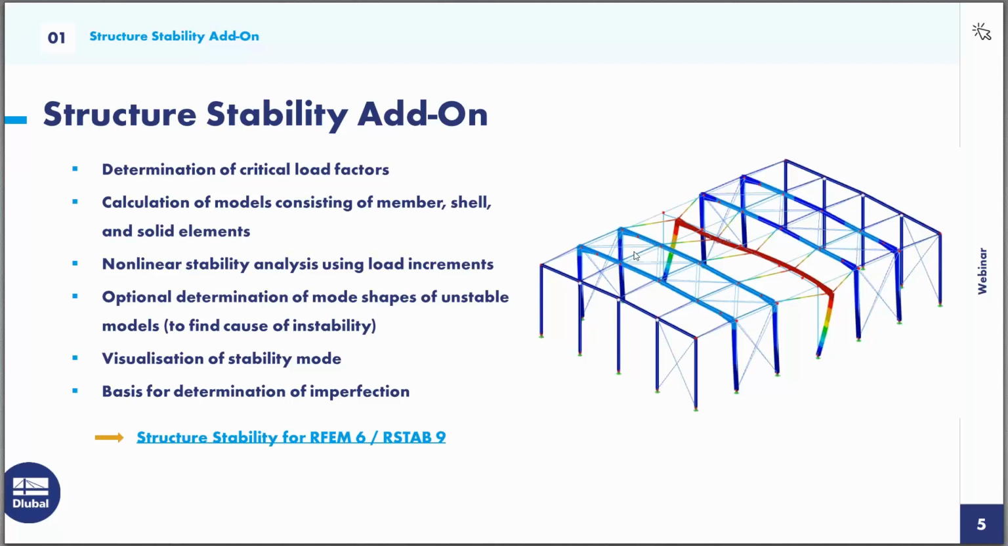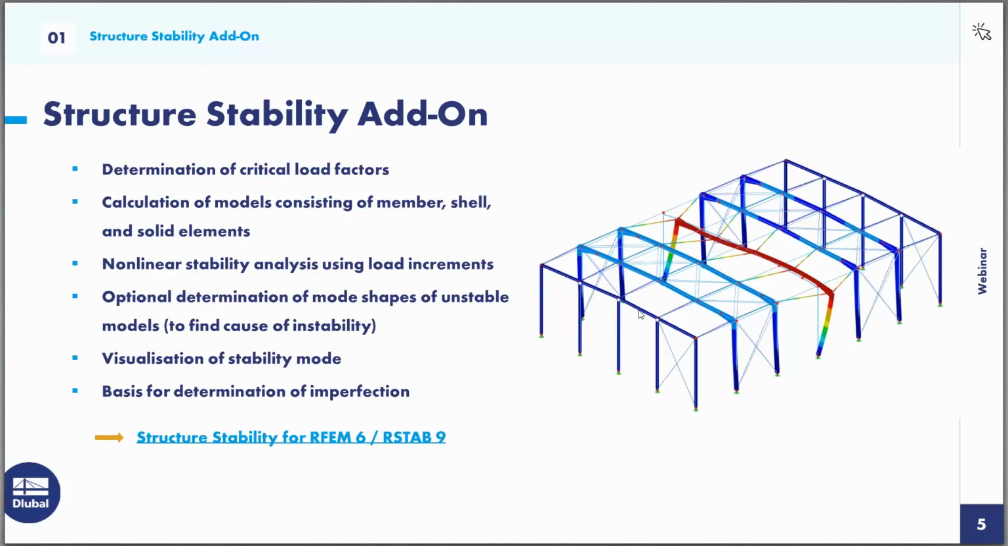Another feature of the structure stability add-on is the nonlinear stability analysis. We are using incremental loading to also calculate nonlinear systems in the structure stability add-on. There's also an option which will help us determine a mode shape of an unstable model so that we can find the cause of the instability. We will also look at this in the webinar today. And we can have a graphical representation of the stability mode shape and use it as a basis for the determination of the imperfections.